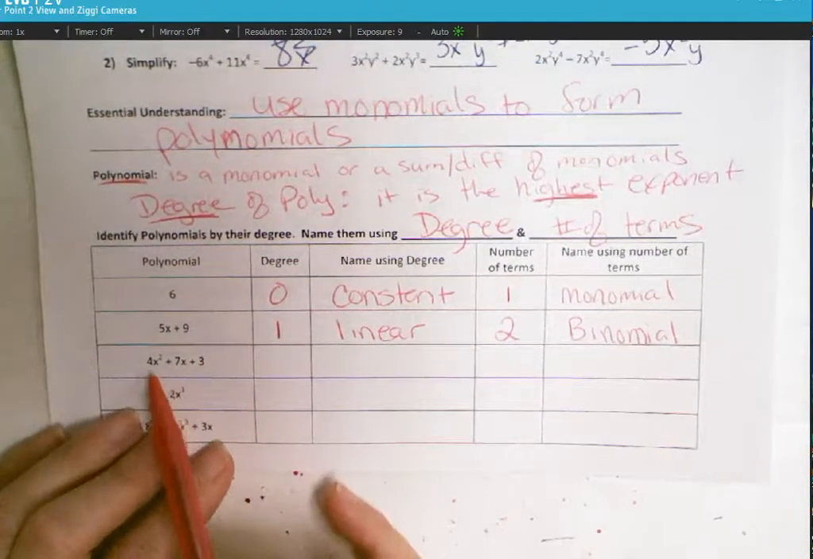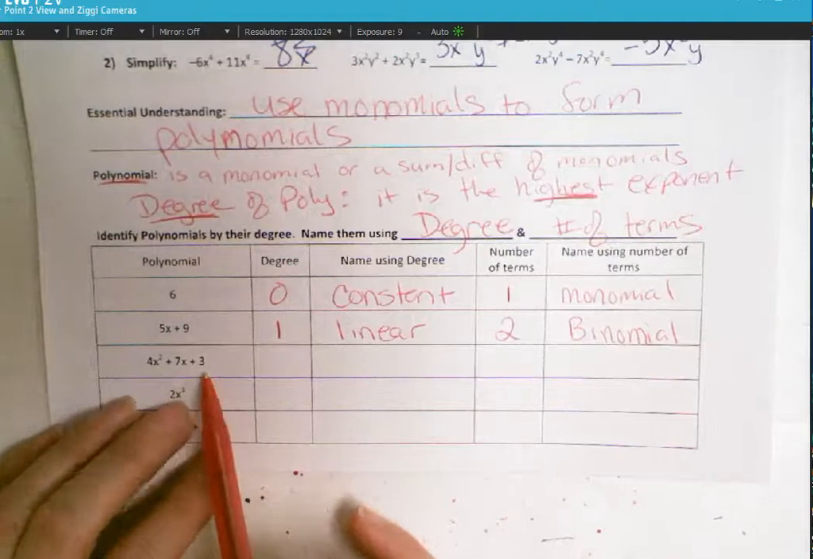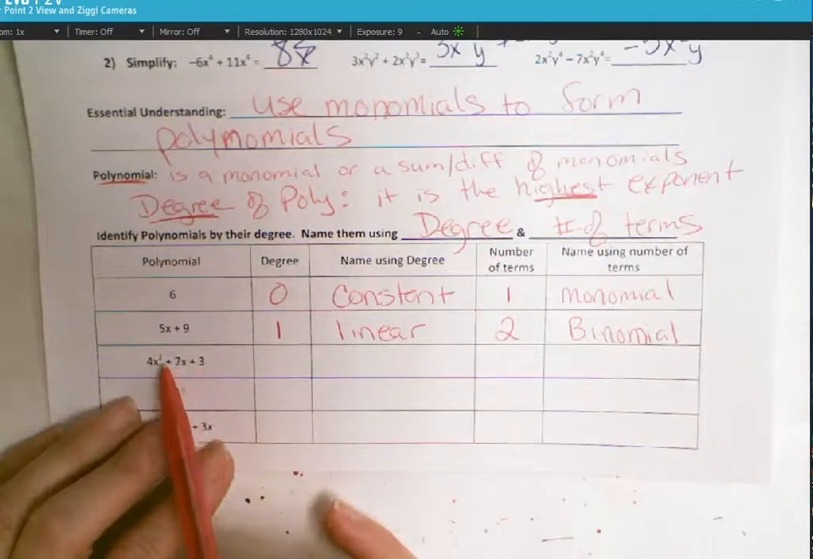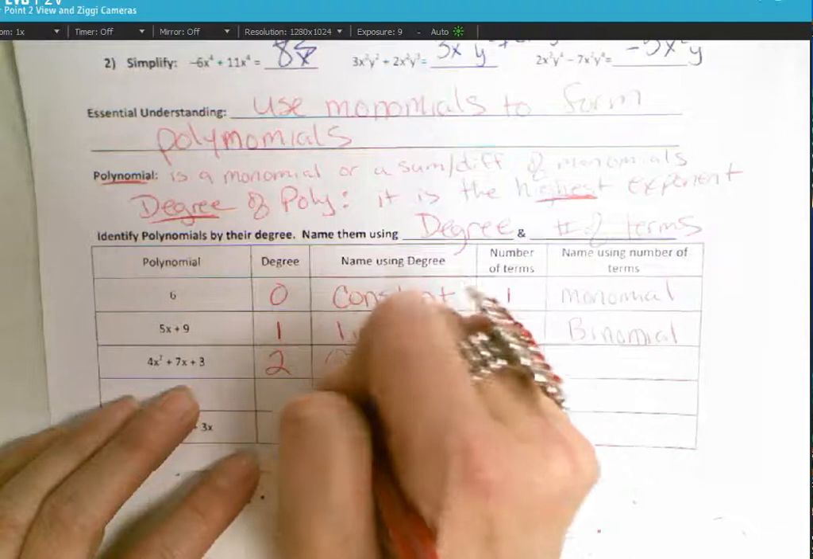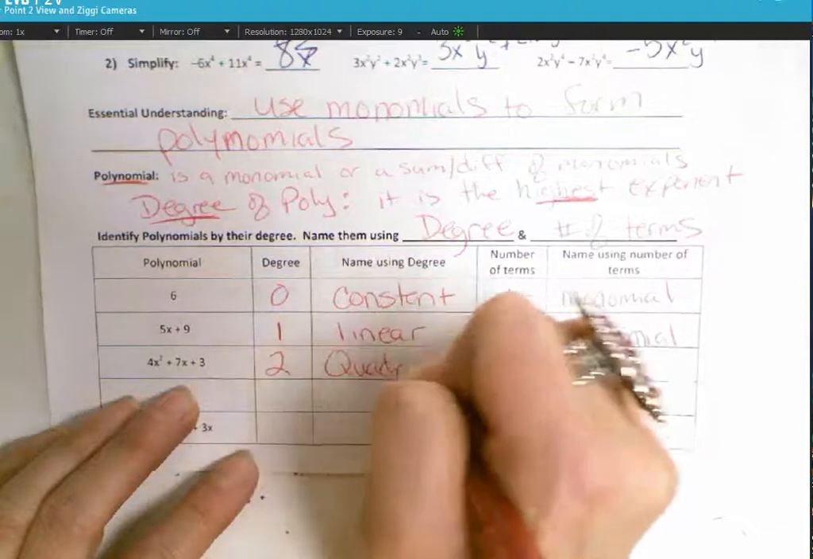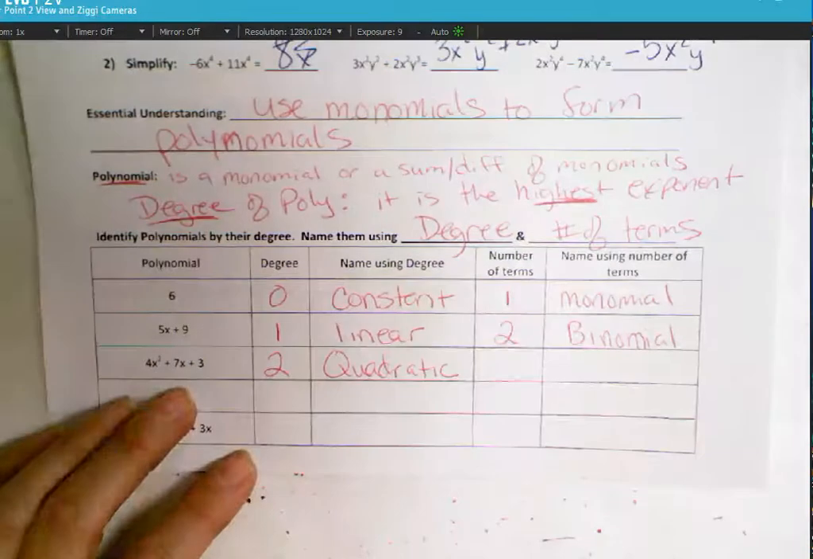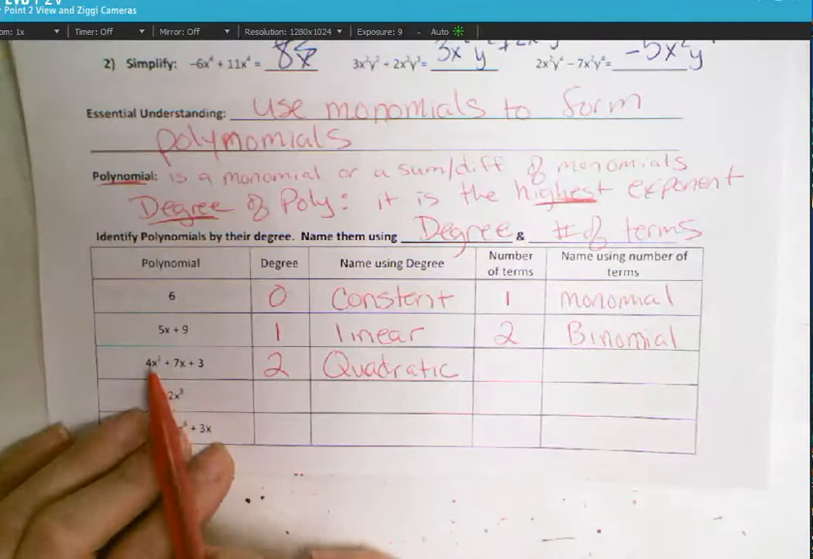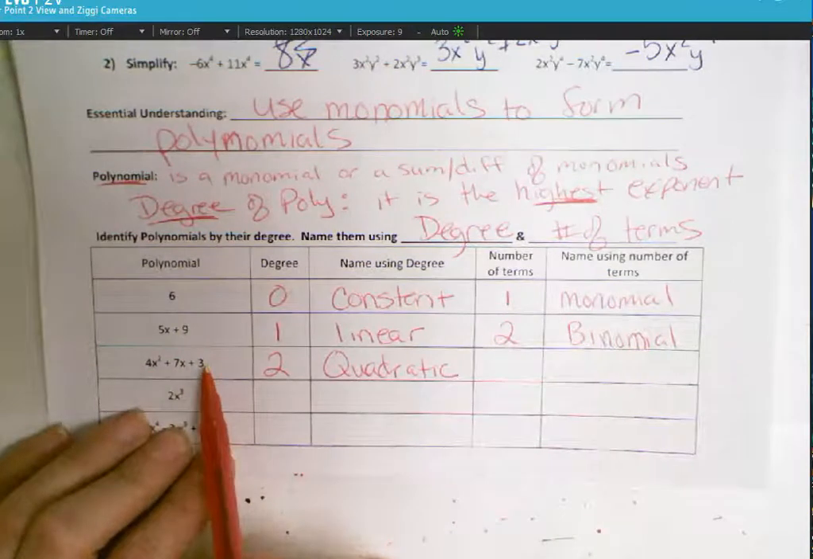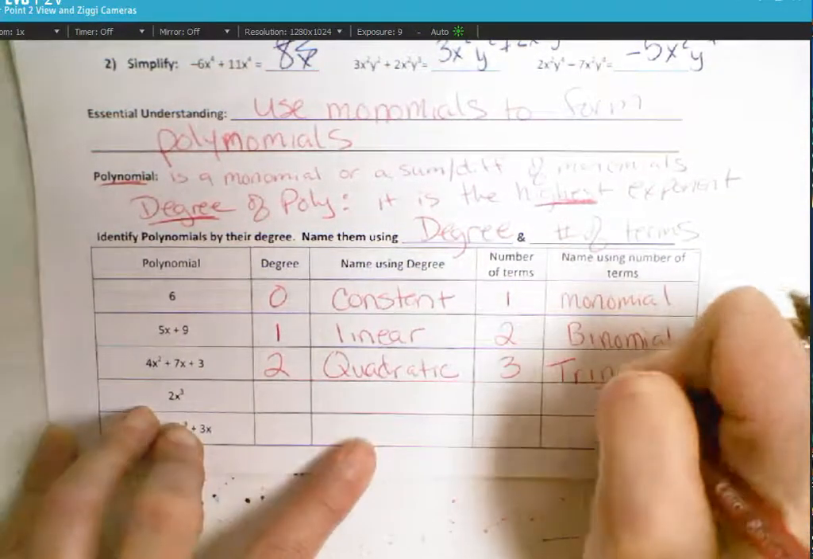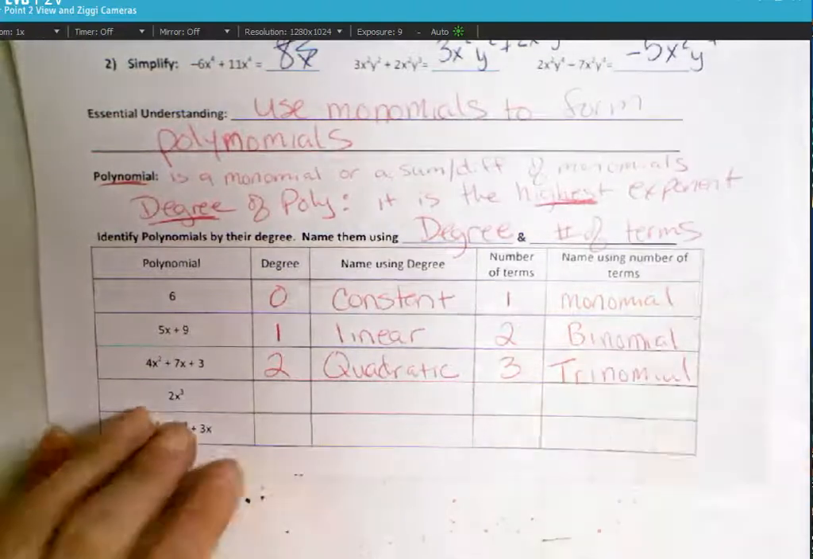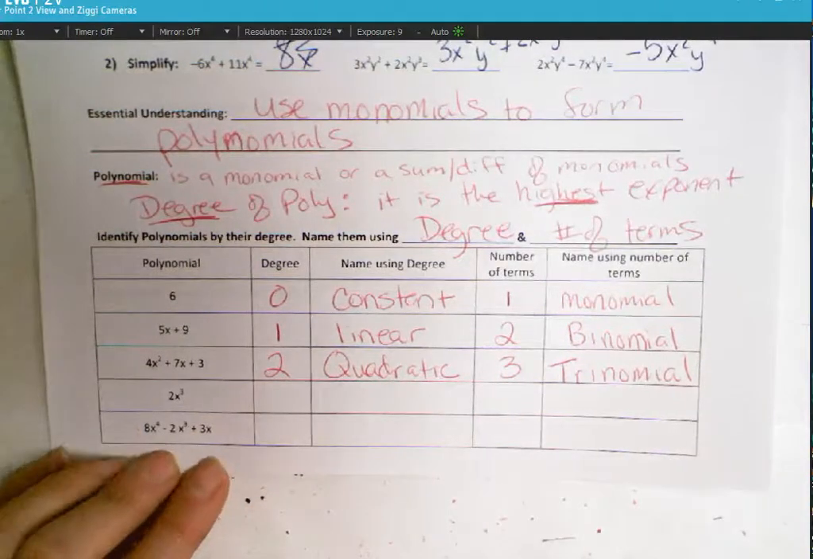This one is a polynomial. The highest degree, that's a 1, that's a 2, is 2. So it is a quadratic. We're going to learn about the quadratic function later this year. We have 1, 2, 3 terms. So it's called a trinomial, like a tricycle has 3 wheels.